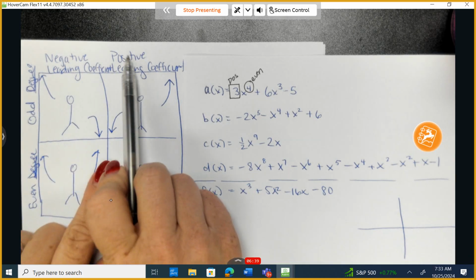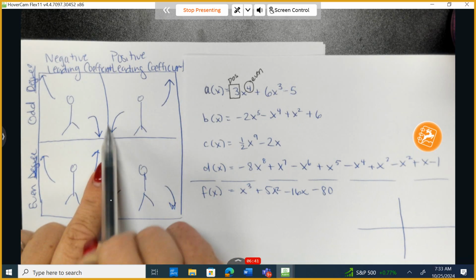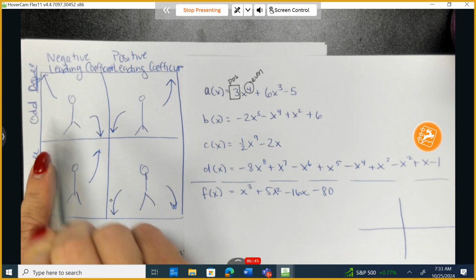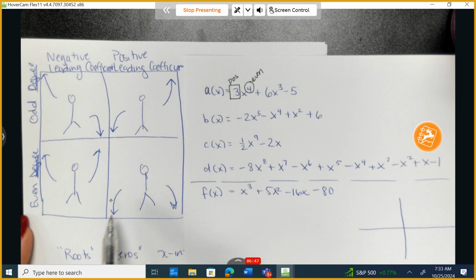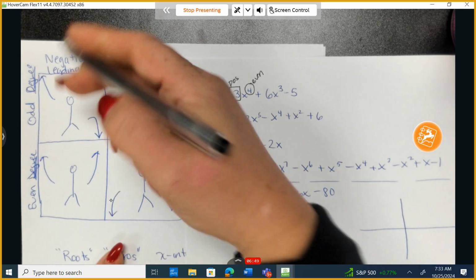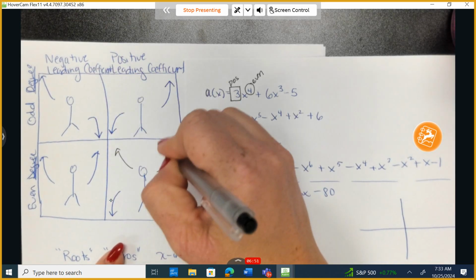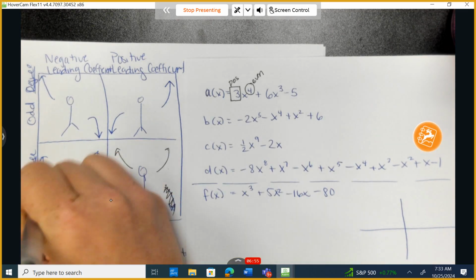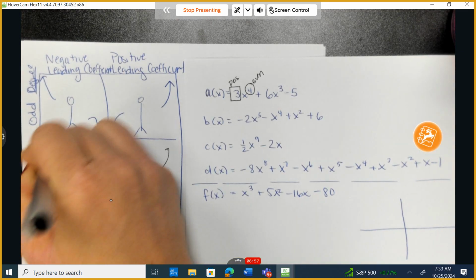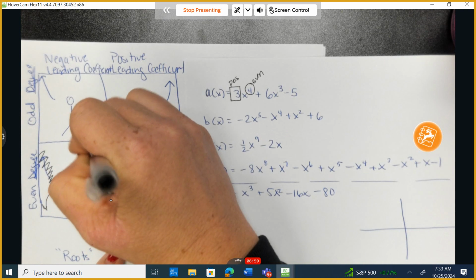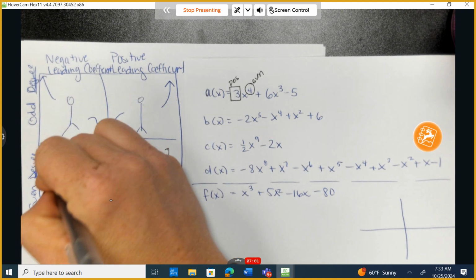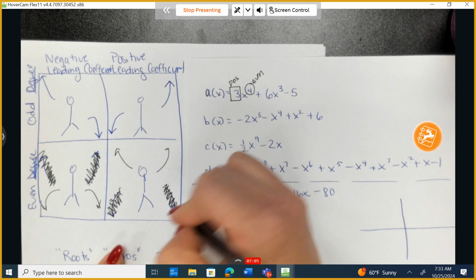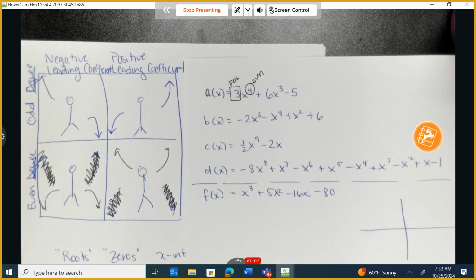So this should be positive is up on the right and down on the left. Negative is up on the right. No, this is all correct. This is even. Oh, these two are switched. Thank you. These two are switched. Thank you, Noemi. Please switch yours on your paper. Thank you.